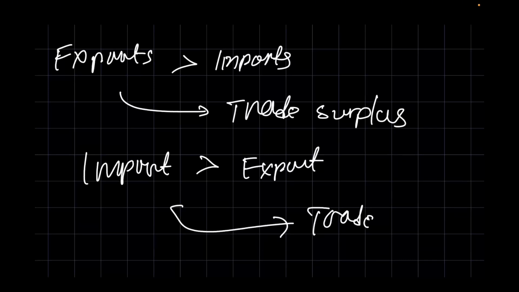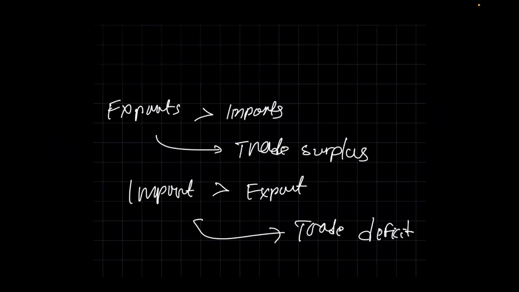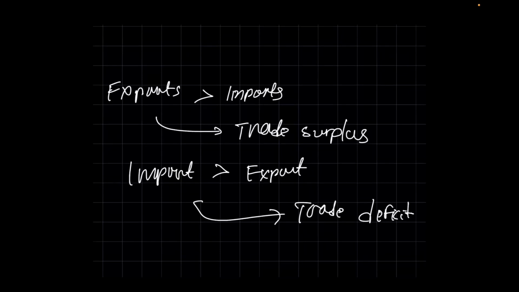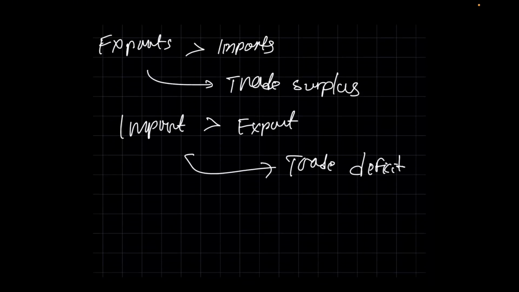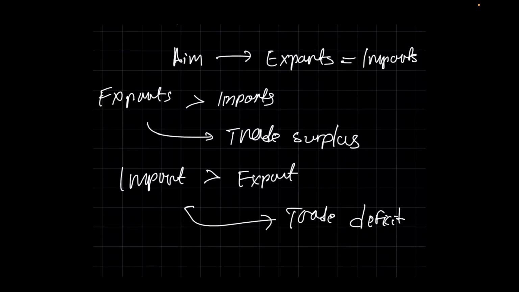And when there's import expenditure which is greater than export revenue, they say there is a trade deficit. And when both of these are equal, they say there's a balance of payments, that is, exports equal imports.